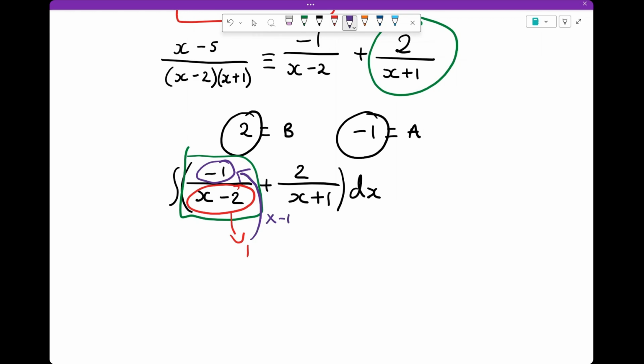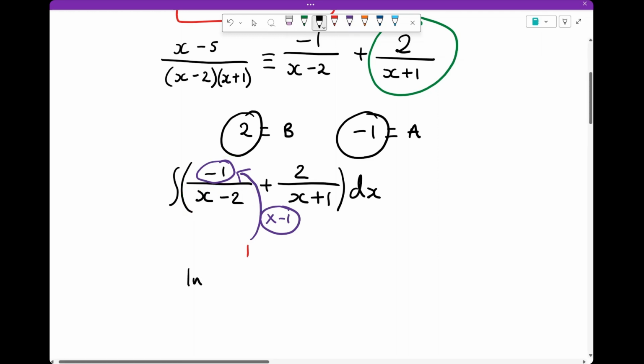Therefore, we can use our natural logarithm, and this negative 1 is going to form part of our answer, because our answer is going to be the natural logarithm of the modulus of my denominator x subtract 2. And we just have to multiply this by the negative 1 I found here. So I'm just going to put a negative 1 in front like that. So now let's consider my second fraction.